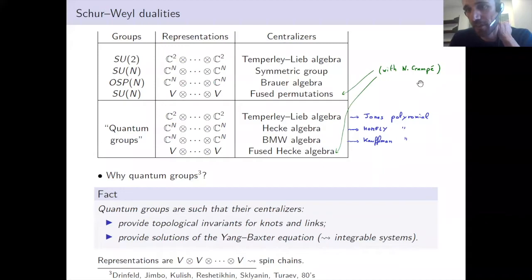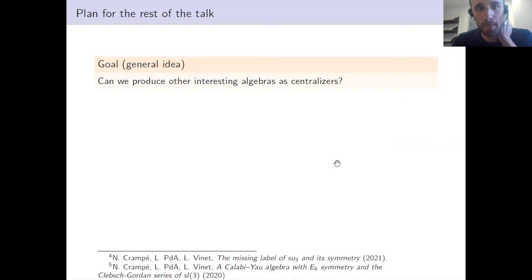And since we're here, I make a little advertisement for my own work. So we have been very proud, with Nicolas Crampé, to be able to add a line in this table. So we considered more general representations, and we discovered, if you want, some new and very interesting algebras, which we called fused permutations or fused Hecke algebra. But this is really the topic of a different talk.